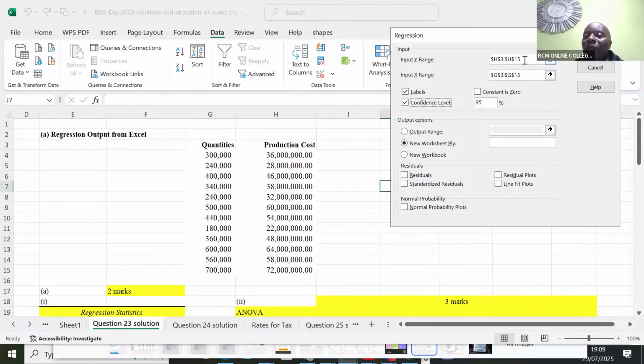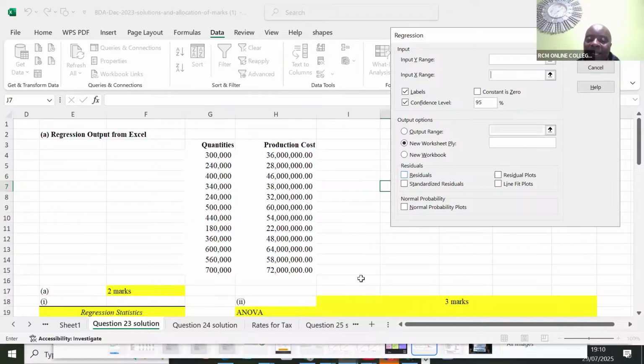So once you are here, ladies and gentlemen, you'll be able to get quite a lot. Of course, this will come up empty. They would want you to give them the input Y range. For BDA, very many students get it wrong whenever it comes to defining Y and X. The moment you confuse between the two, you'll automatically get 0 in the entire question. My good students, please listen to me very well.